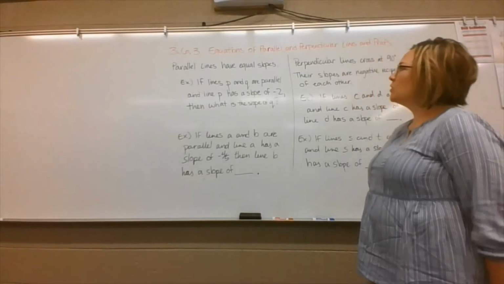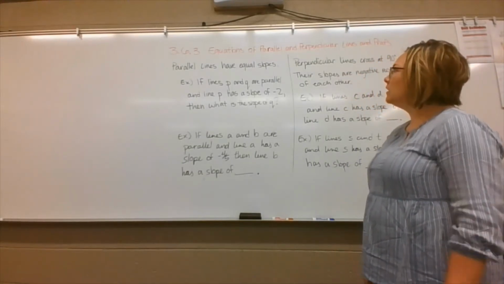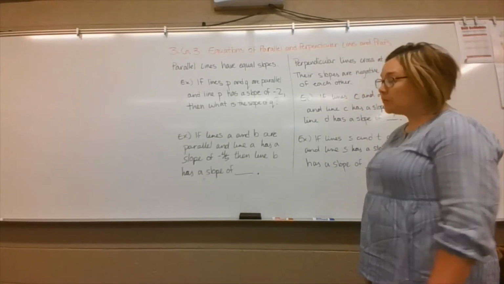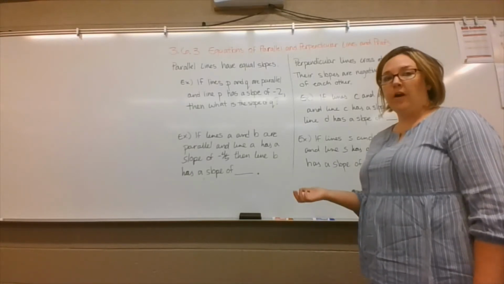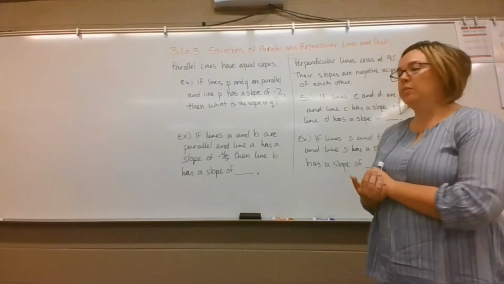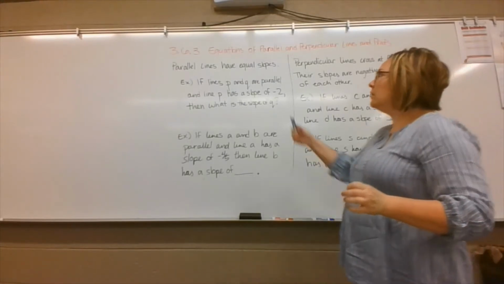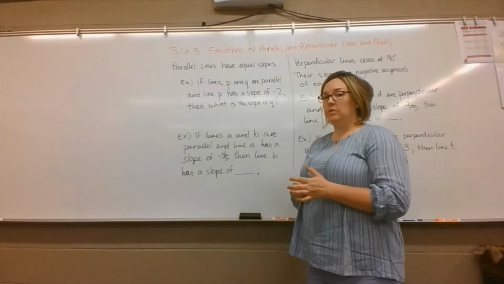All right, so this next quiz, 363, is on equations of parallel and perpendicular lines and proofs. Really, it's just identifying the slopes of the parallel and perpendicular lines. So parallel lines have equal slopes, or the same slope.